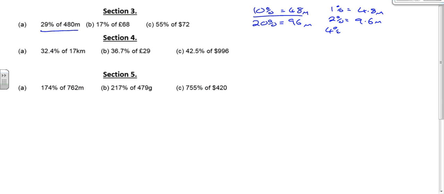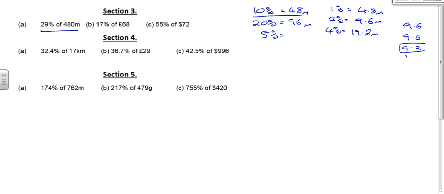4% would be 2 lots of 2%, so it's 9.6, add 9.6, and that's 19.2 meters. If you need to, just do it to the side. 9.6, add 9.6, so 6 plus 6 is 12, carry the 1, 9 plus 9 is 18, plus 1 is 19, so that's 19.2.